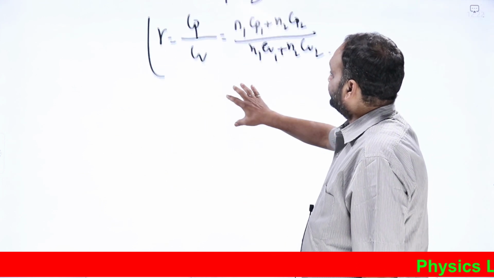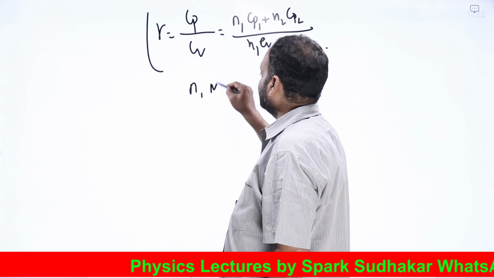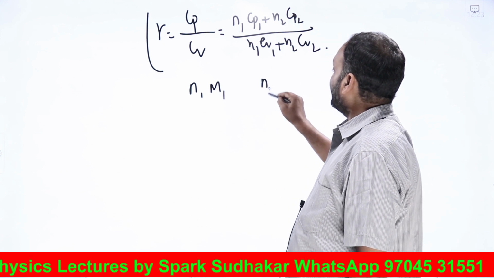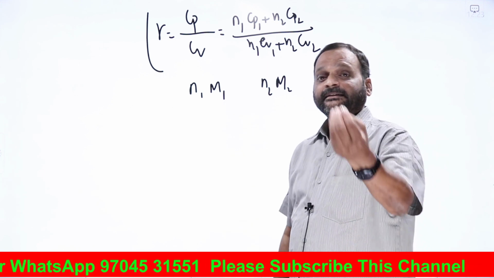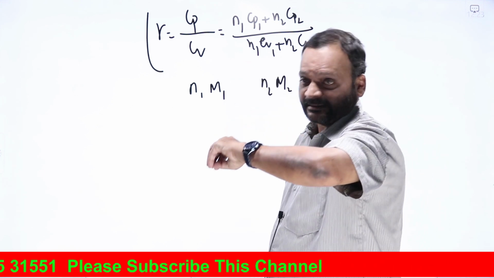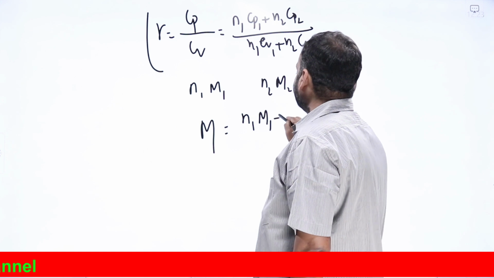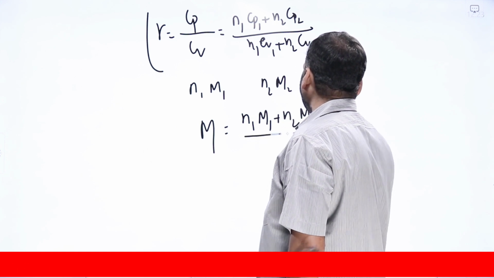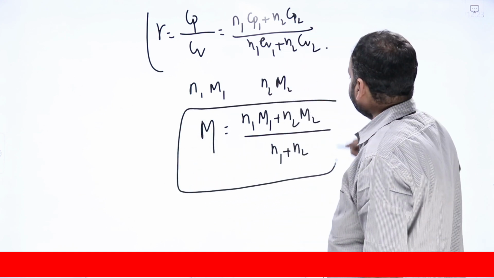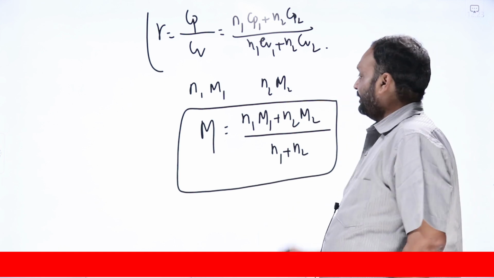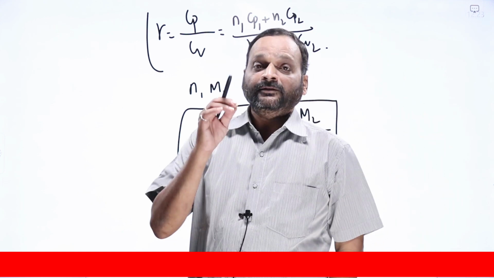Next one. Suppose n1 moles of gas of molar mass M1 and n2 moles of another gas with molecular weight M2 are mixed. What is the resultant molar mass of the mixture? The resultant mixture's molar mass M = (n1 M1 + n2 M2)/(n1 + n2). This is the expression for the molar mass of the resultant mixture. So remember all these factors, which are extremely useful in solving problems.